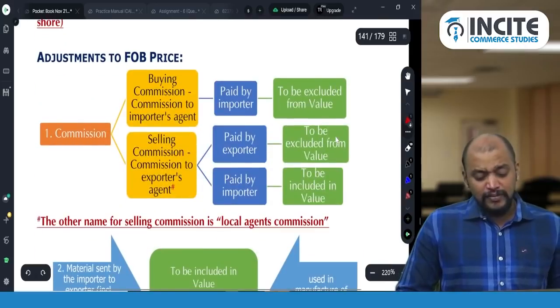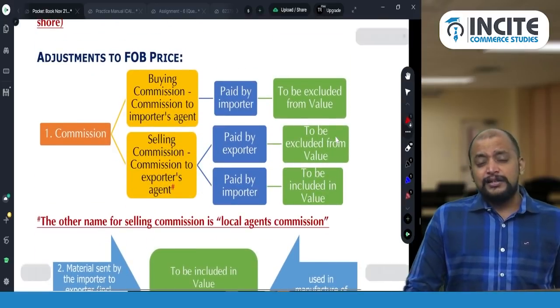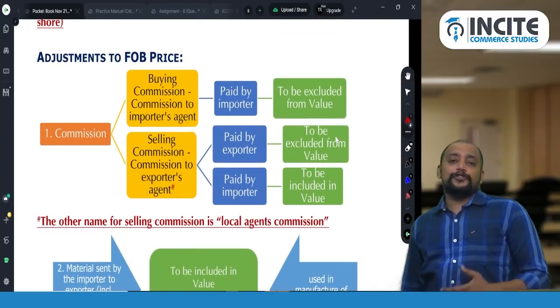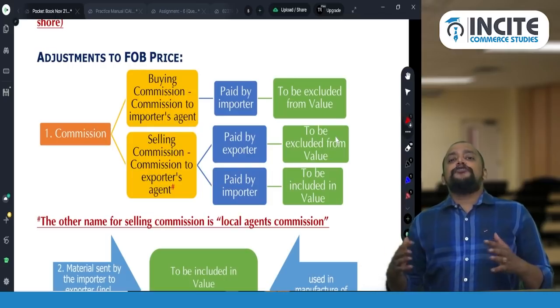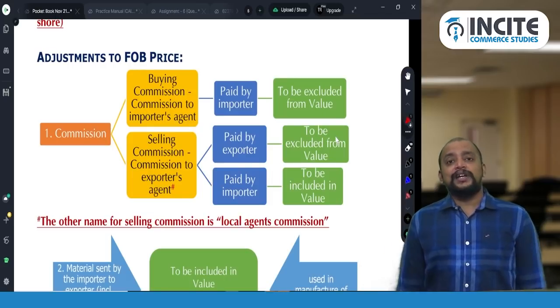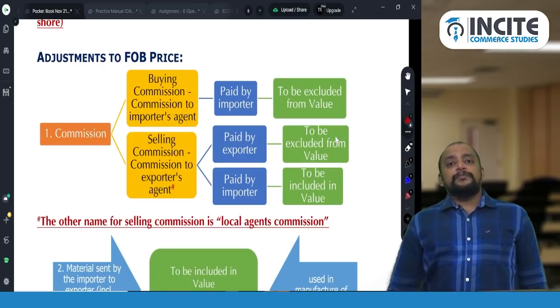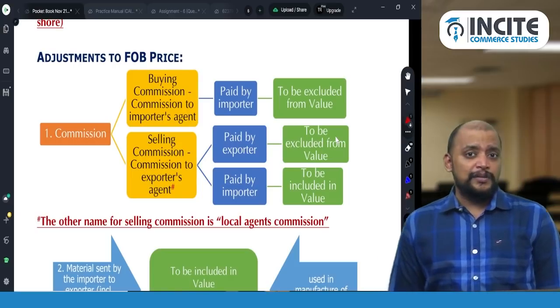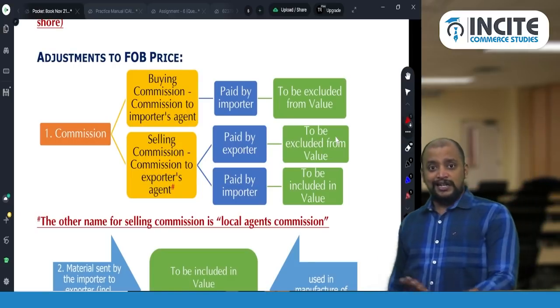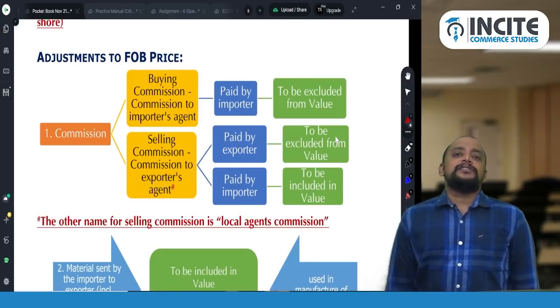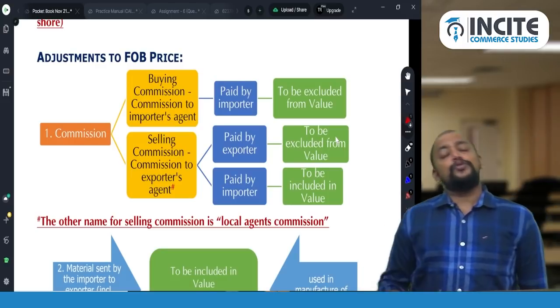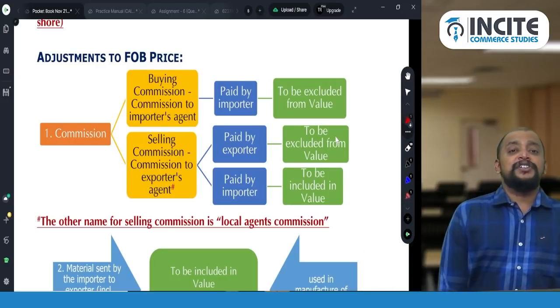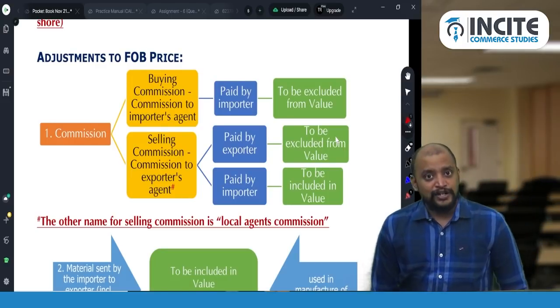Okay. Then what are the adjustments that we need to make with respect to the FOB price? There are a few adjustments we need to make here. First one is the commission. Which commission? Is it a buying commission or is it a selling commission? Sir, what is buying commission and selling commission? Buying commission means commission paid by the importer. Who is buying? Importer is buying. So commission paid by the importer to his agent is known as buying commission.